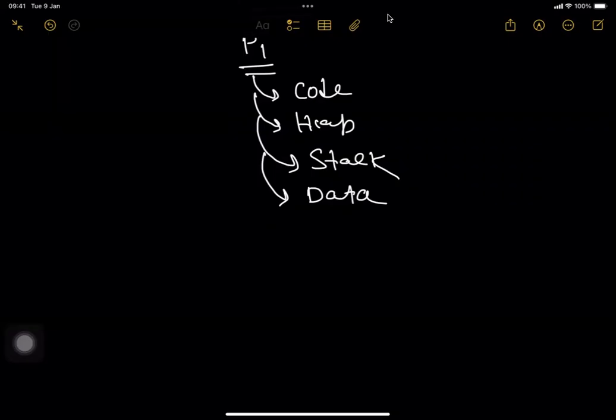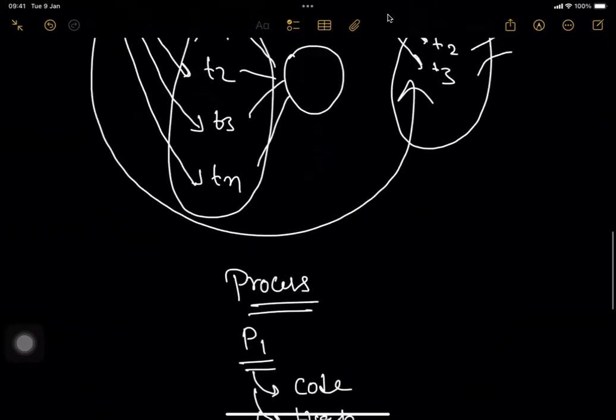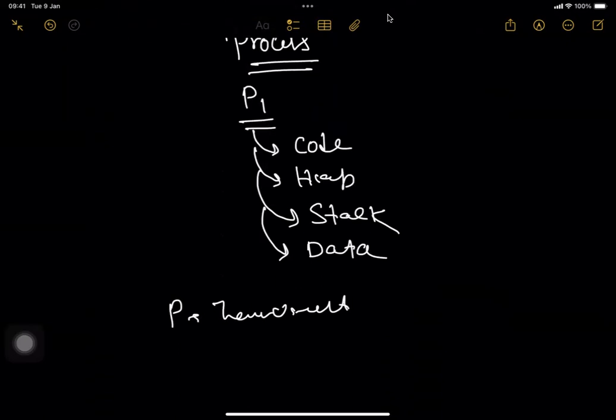So that is the reason they say a process is heavyweight, consumes a lot of memory, right? Independent execution flow, it doesn't share memory with others, slower context switching. Okay, clear? So process is clear. A process is an instruction in execution. And the process can hold code, heap area, stack area, data, right?